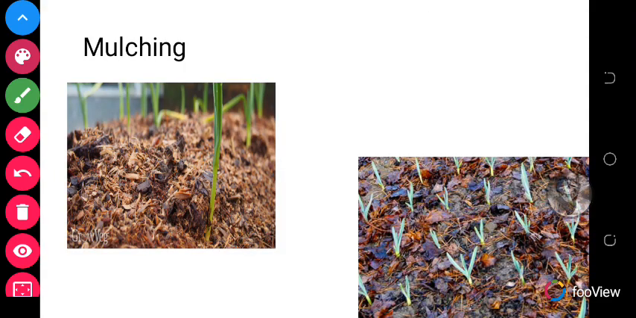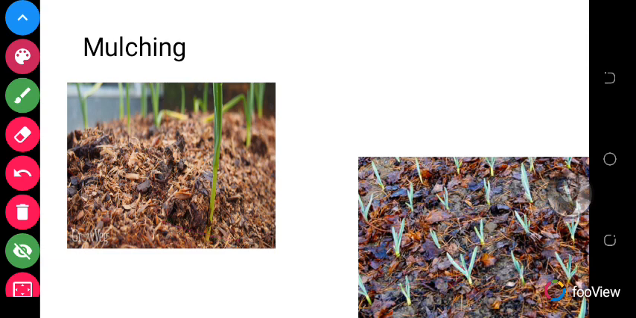Let's look at mulching. Mulching simply is the practice of covering the surface of the soil with organic materials like straw, dead grass, dried leaves. So in the picture here, you can see that dried leaves and grasses are used to cover the soil. The same thing here, and this is what we call mulching.